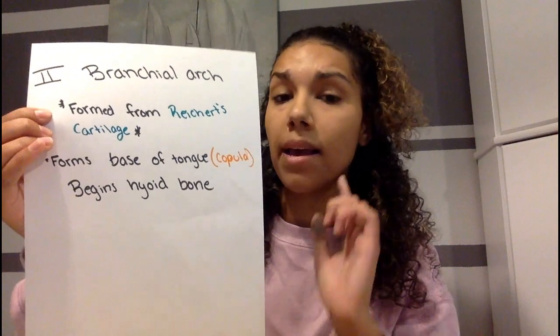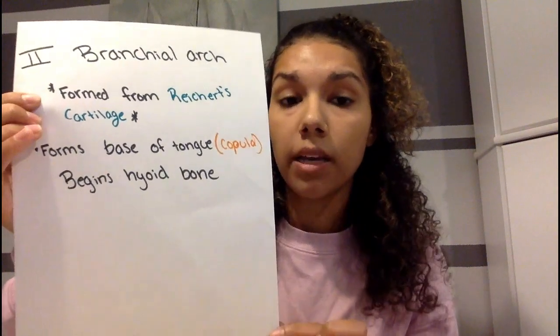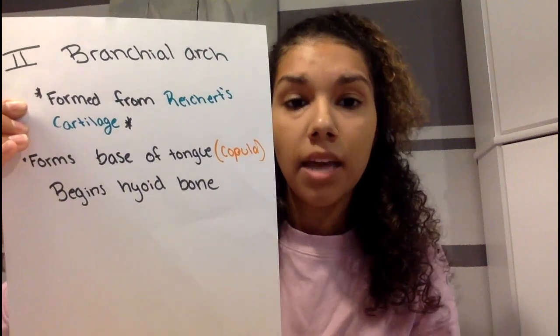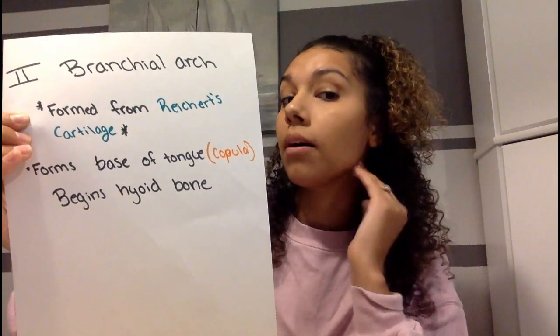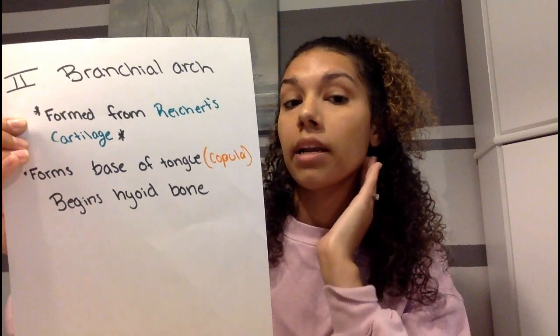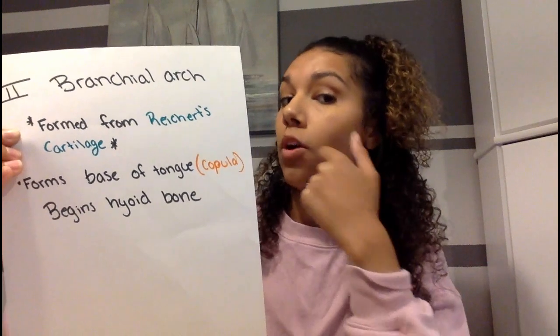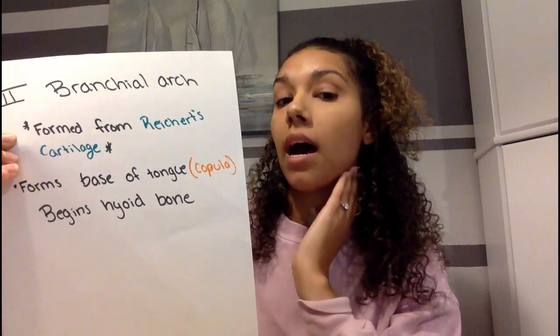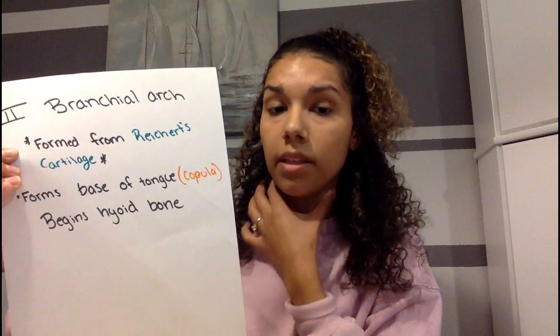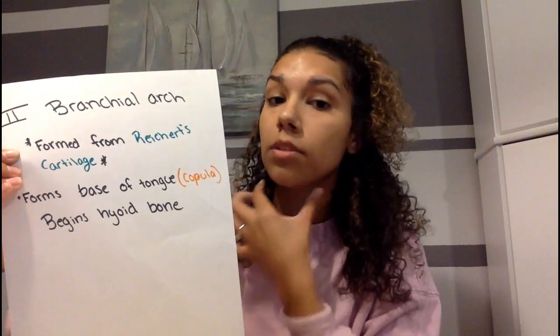And it forms the base of the tongue, which is called the copula, and it begins the hyoid bone. So again, we're moving down, so now we're about back here, and we're getting the base of the tongue, which is way back there. We can't even see it if you were to open your mouth. And the beginning of the hyoid bone, which we're also learning in head and neck anatomy. It's that suspended bone that isn't connected to any other bone, just muscles hold it up, so back in here.